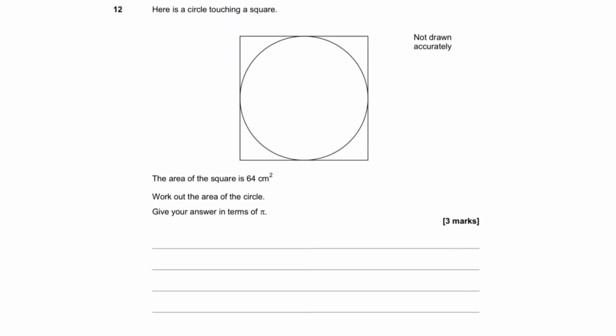So our first question says, here is a circle touching a square. The area of the square is 64 centimetres squared. Work out the area of the circle. Give your answer in terms of pi.